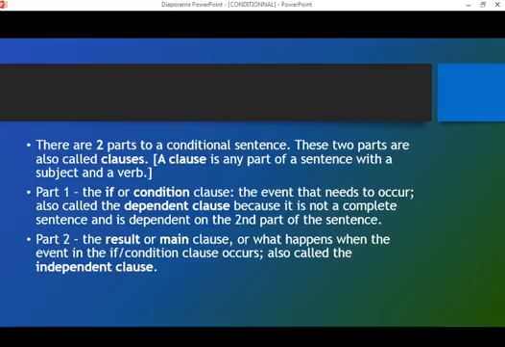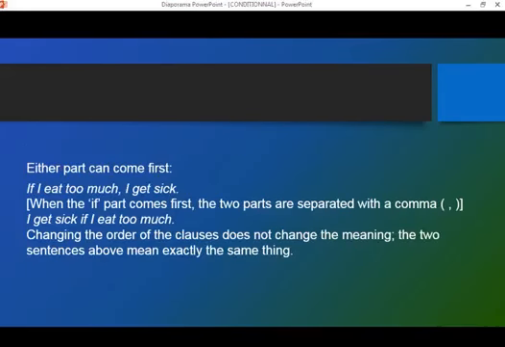Let's move to the second part, which is the result or main clause, or what happens when the event in the if condition clause occurs, also called the independent clause. And either part can come first.